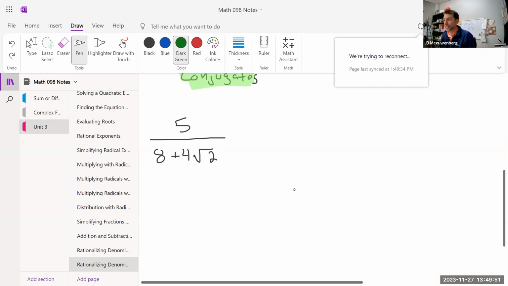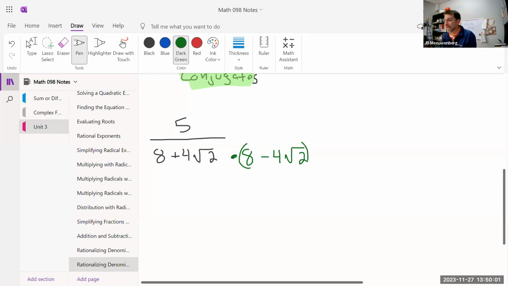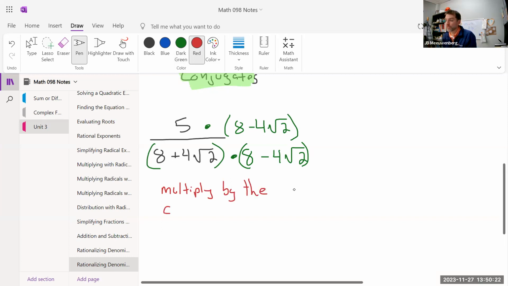The only way to do it is to multiply this denominator by the conjugate of itself, 8 minus 4 radical 2. And we're going to stick that in parentheses here and there. That's the only way to multiply binomials. Here, same thing, times 8 minus 4 radical 2. Again, you multiply by the conjugate of the denominator.